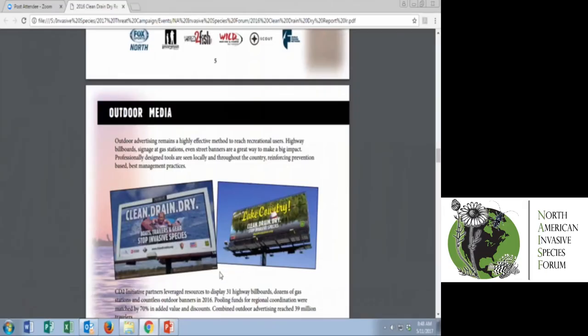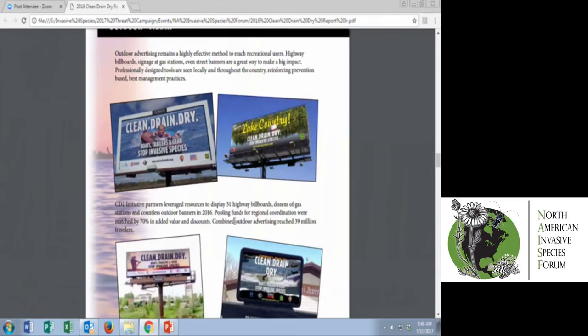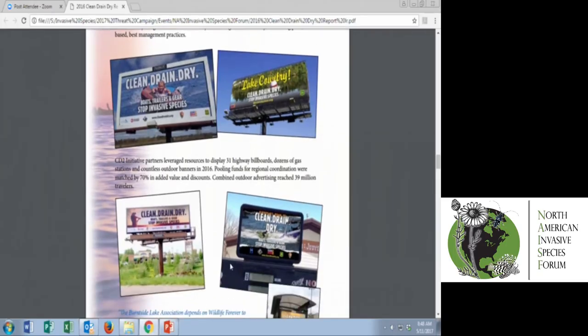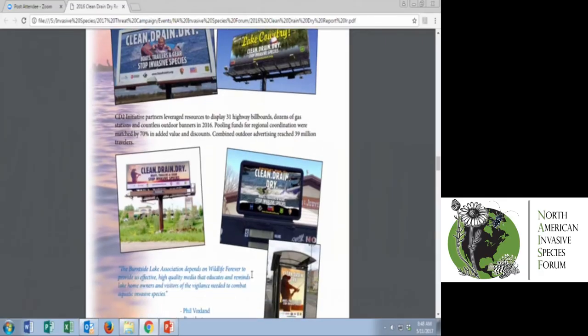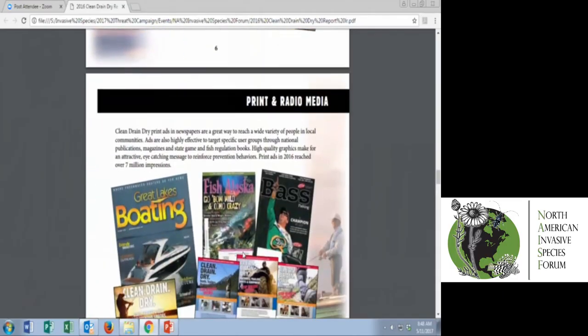Another medium that we use is outdoor media, billboards. Whether you love them or hate them, billboards make a big impression. This past year, we posted 31 different highway billboards throughout the country with various partners, again presenting that consistent Clean Drain Dry message. We use highway billboards targeting lake-bound traffic areas, and we also use gas pump toppers at busy gas stations or busy bait shops, where folks obviously have to stop to fuel up before hitting the lake. So we've got a variety of tools and resources to help partners get that message out about Clean Drain Dry.